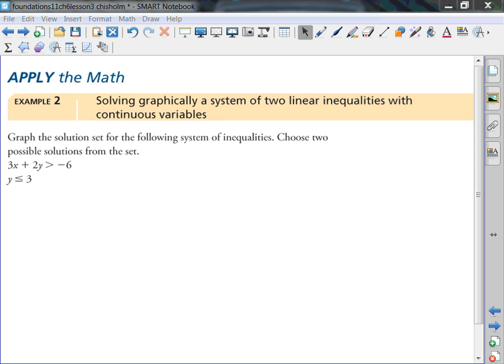If it doesn't say anything about restrictions, what we assume is that x is an element of the real number system and y is an element of the real number system. So there are no restrictions, so that's going to dictate what kind of shading we're going to do, what colors we're going to use on our graphs. So let's go ahead and graph these. We have our two inequalities ready to rock.